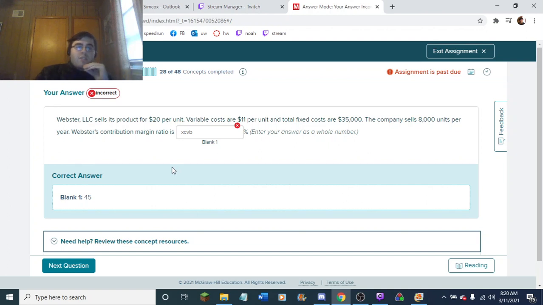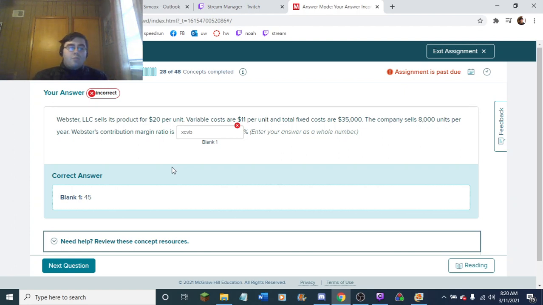Okay, what's the total cost per unit? So 11 times 8,000 is 88,000 plus 35,000 divided by 8,000. The cost per unit is that. The contribution margin is 9. 9 divided by this is that. No.